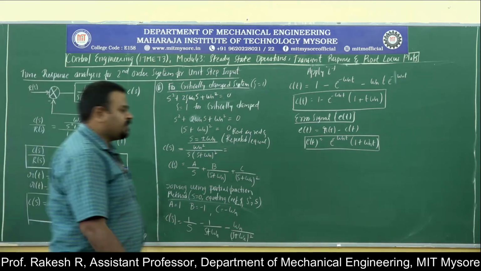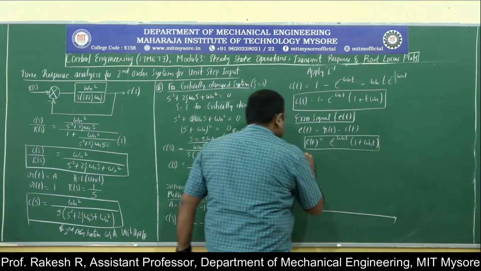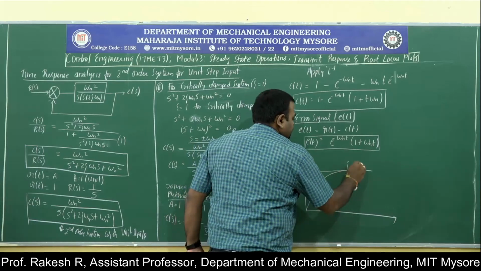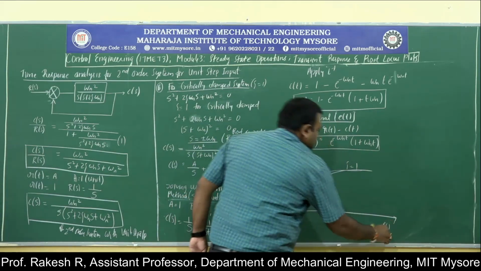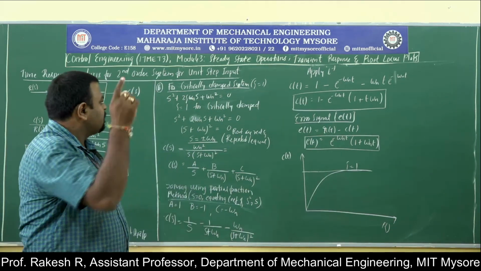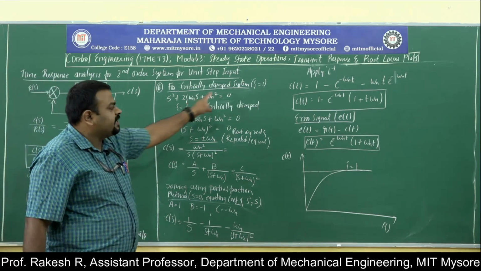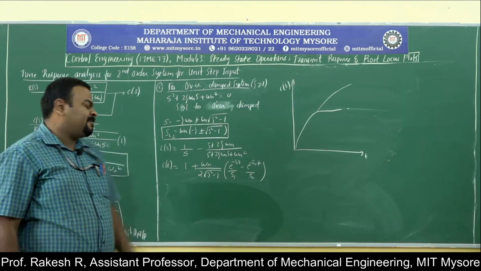And then you can plot the graph. If you plot the graph, since it is varying linearly, it will stop here. This is the value of zeta equal to 1. This is the response of the second order system with unit step input for the critically damped condition. Let us take up the next case.